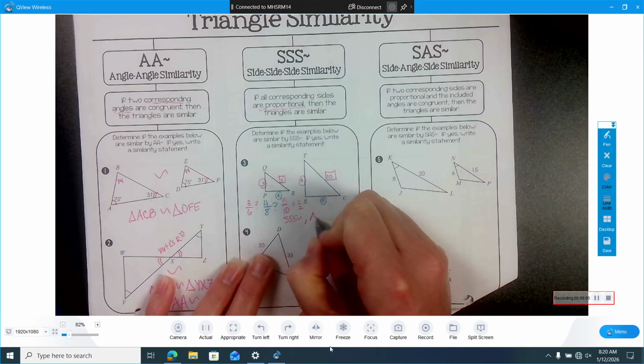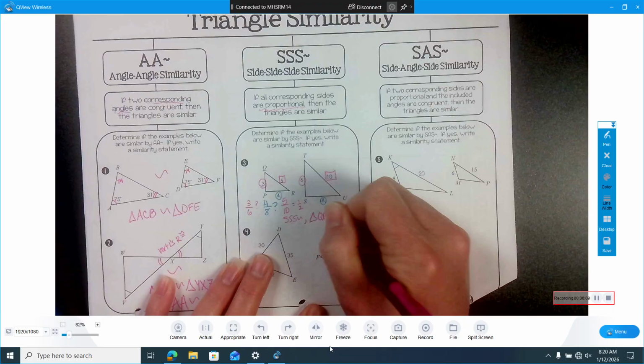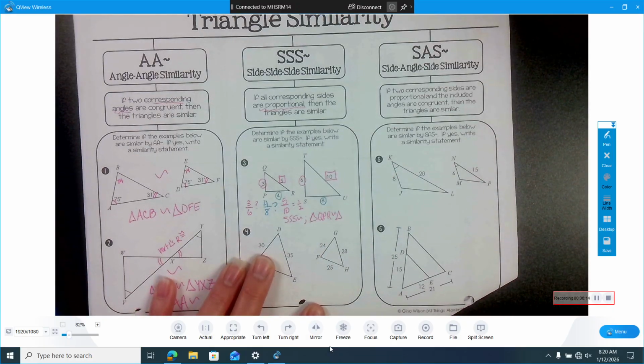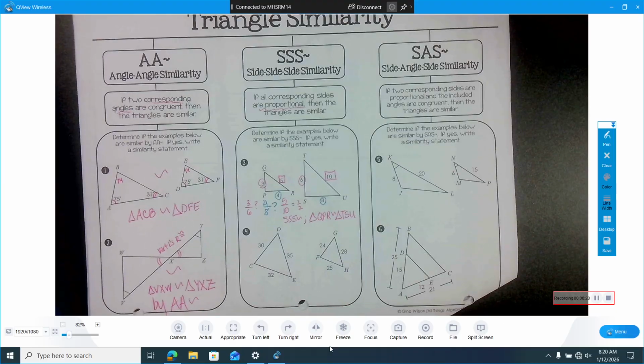We can say triangle QPR is similar to triangle what? TSU. Good. Side-side-side similarity. So again, these aren't showing congruence. They're showing that the ratios of the corresponding sides are the same.